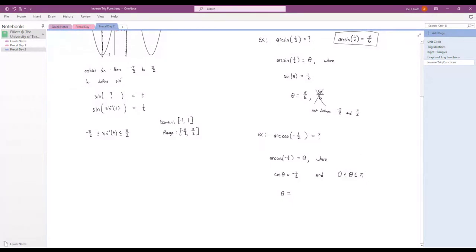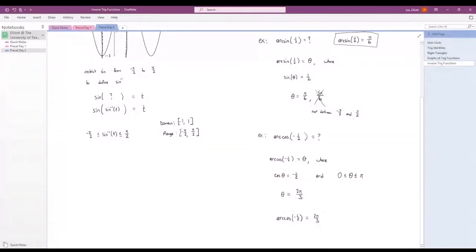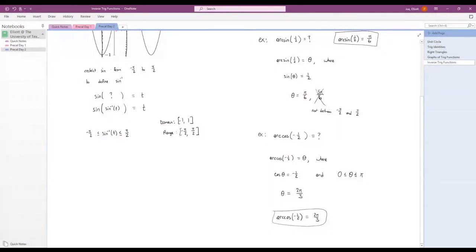For cosine to be negative, we're going to want it to be in the second quadrant, and that will put it between pi over 2 and pi in particular. With a 60 degree reference angle, that gives 2 pi over 3. So 2 pi over 3 is the angle between 0 and pi that satisfies this equation. So arc cosine of -1/2 would be 2 pi over 3 in particular. Okay, so that's good.